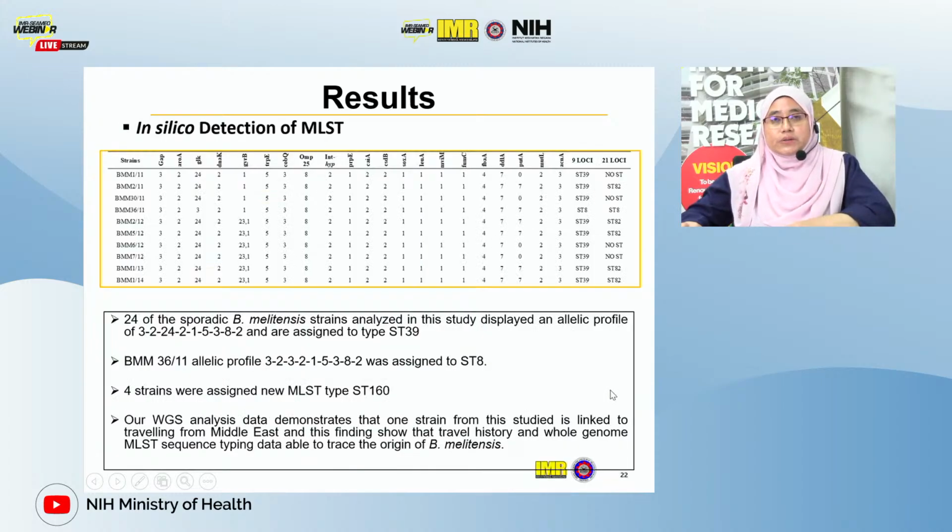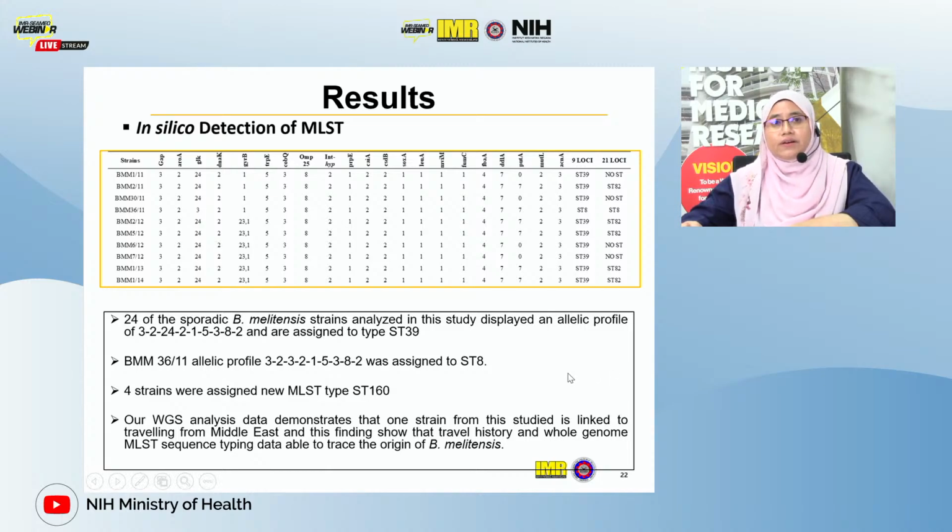Okay, for the in silico detection of MLST, we analyzed using PubMLST, which uses 9 and 21 loci of housekeeping genes. From our analysis using whole genome MLST, 24 of the sporadic Brucella melitensis were assigned to type ST39 using the 9 loci, while BMM36/11 was assigned to ST8.